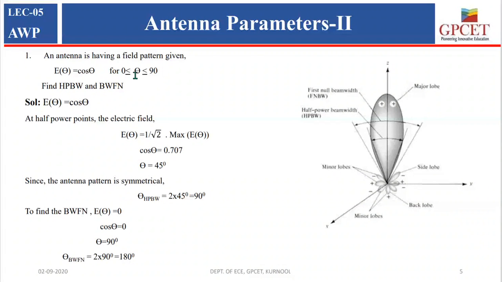So E theta is equal to cos theta, we are calling it a field pattern. Field pattern means radiation pattern. As we already know, the definition of the radiation pattern is nothing but a mathematical equation or a graph. Here the given one is the mathematical equation. This equation is a function of theta, that means the space coordinate. That's why we are calling E theta the field pattern or the radiation pattern. For this radiation pattern we need to calculate the half power beam width and the beam width between the first nulls.